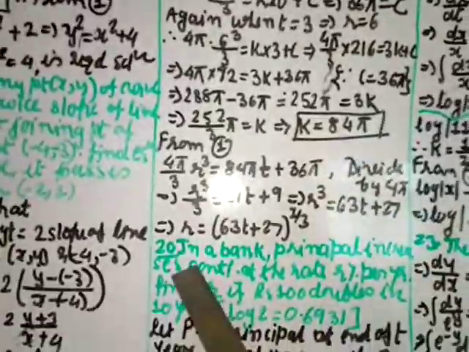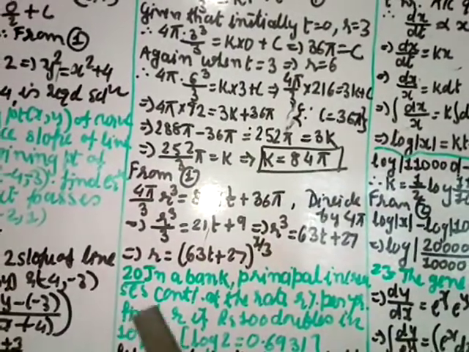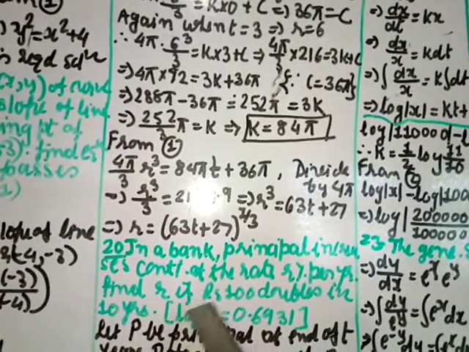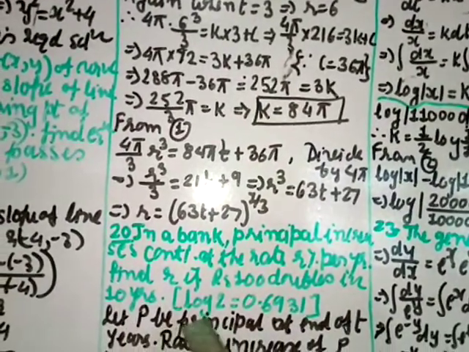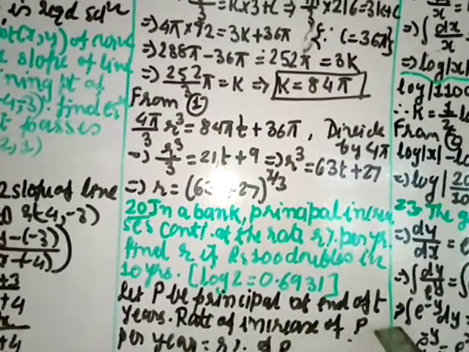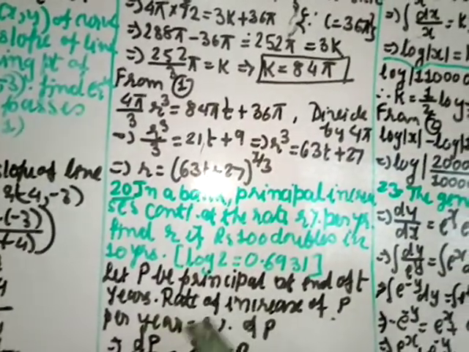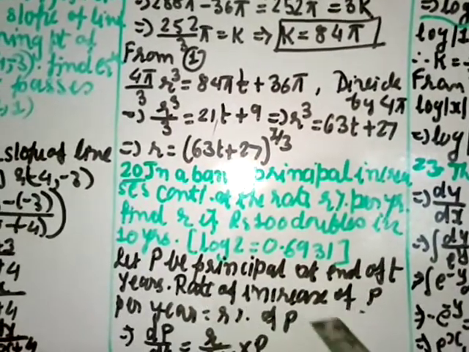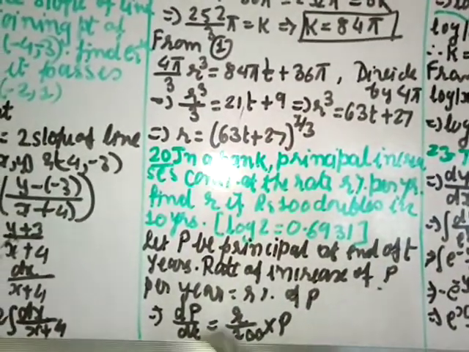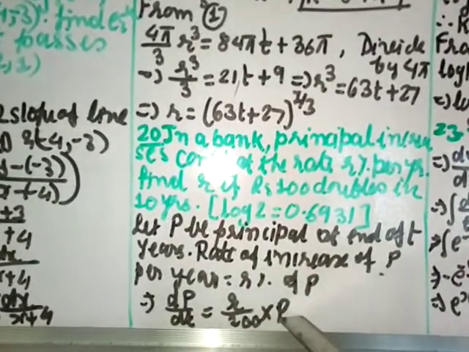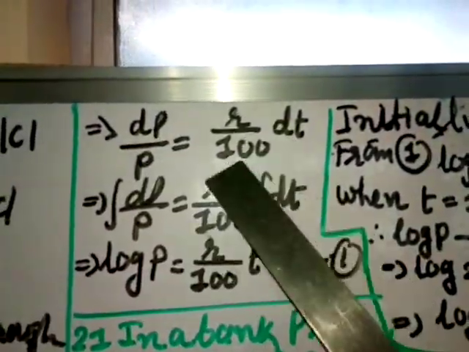Question number 20. In a bank, principal increases constantly at the rate r percentage per year. Find r if rupees 100 doubles in 10 years. Log 2 is equal to 0.6931. Let p be the principal at the end of t years. Then given that the rate of increase of p per year is equal to r percentage of p. Rate of increase in p means dp by dt, and r percentage of p means r by 100 into p. Now p you transfer here, dt you transfer here. Variable separation, so dp by p is equal to r by 100 dt.